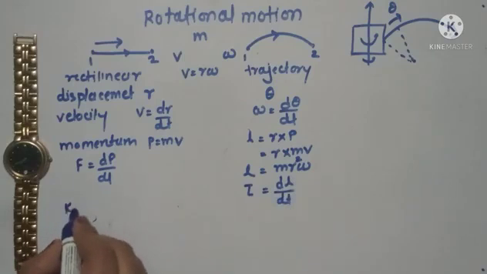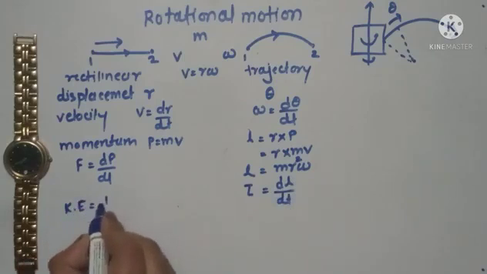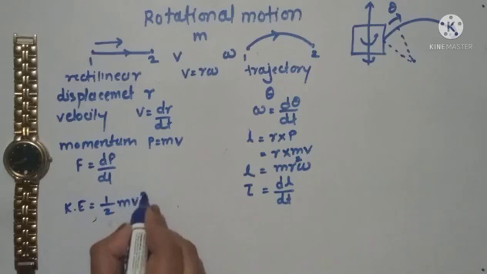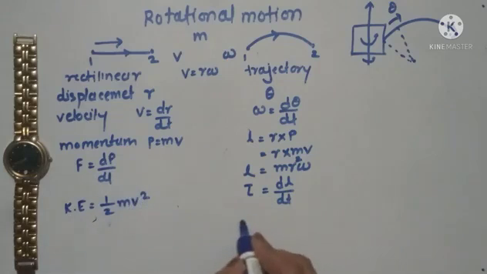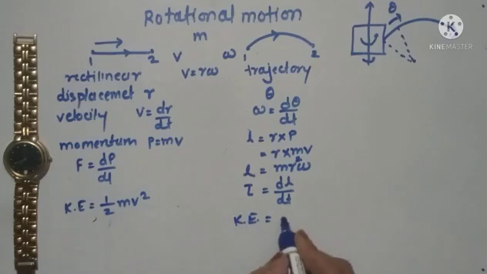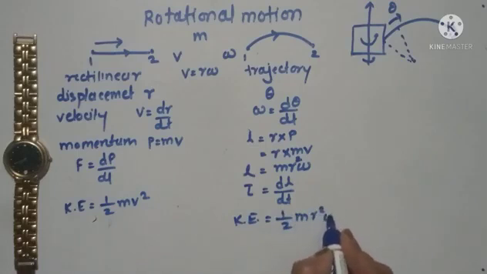Kinetic energy in case of linear motion is given by 1/2 mv square, whereas the kinetic energy in a rotational motion is given by 1/2 m r square omega square. V is equal to r omega. Therefore, we are just putting the value of r square omega square as v square.